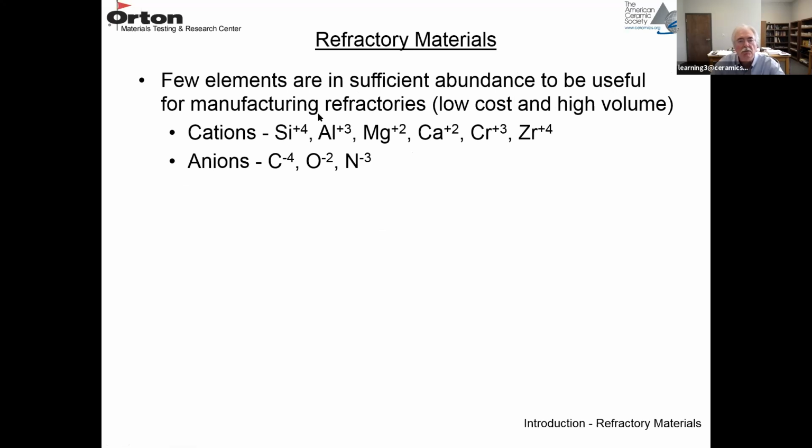Now, when you look at the materials that are available to manufacture refractories, you're looking at materials that are low cost and high volume. So there's a very limited amount of elements that fit this criteria. For the cations, the positively charged ions, you have silicon, aluminum, magnesium, calcium, chromium, and zirconium. So there are 6 elements that are the cations that are most commonly used. And for the anions, the negatively charged ions, you have carbon, oxygen, and nitrogen. So these 9 elements pretty much make up all the refractories that are in production today.